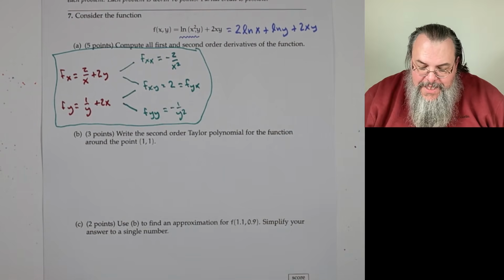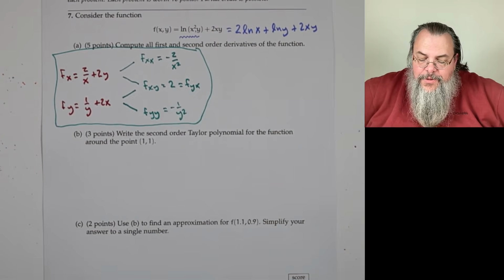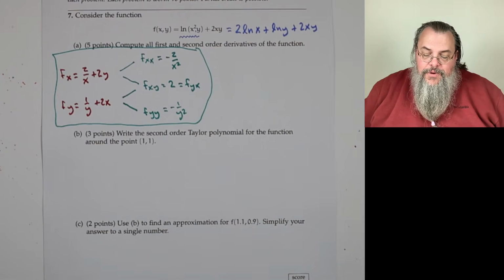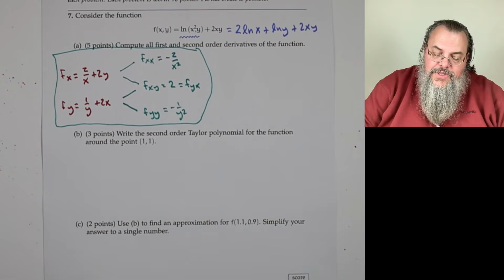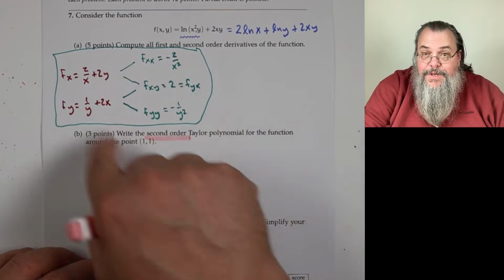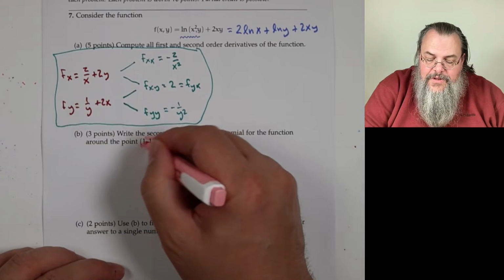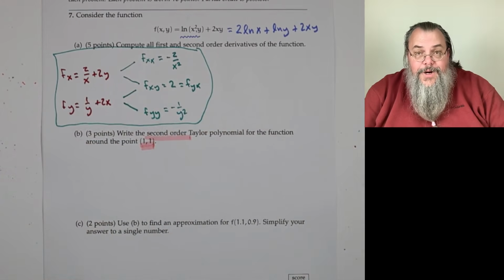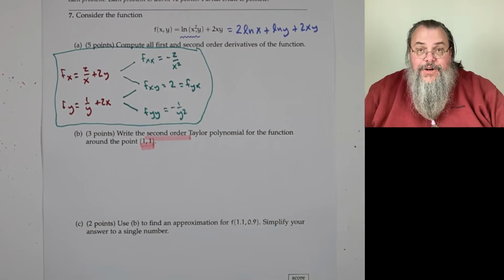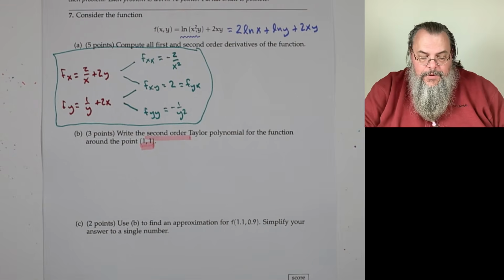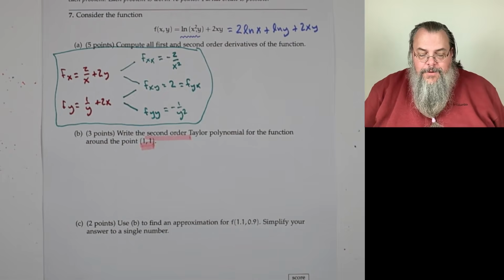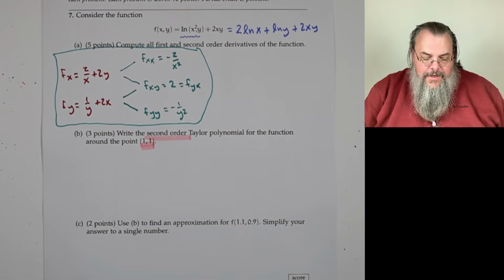Part B. Write the second order Taylor polynomial for the function around the point (1, 1). So second order means we're going to use up through the second order derivatives. That's why we did part A. And note the point: it's (1, 1). Now, let's write down the generic formula. So the generic formula for the second order Taylor polynomial around the point (1, 1).